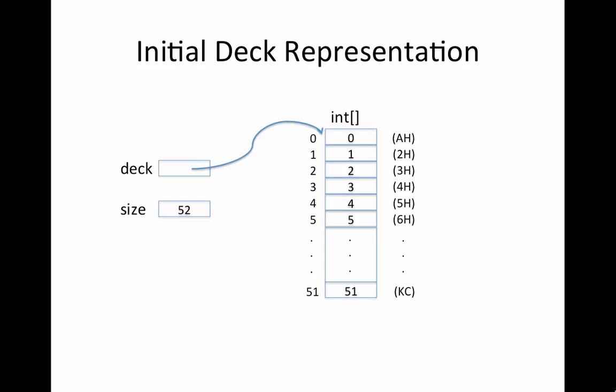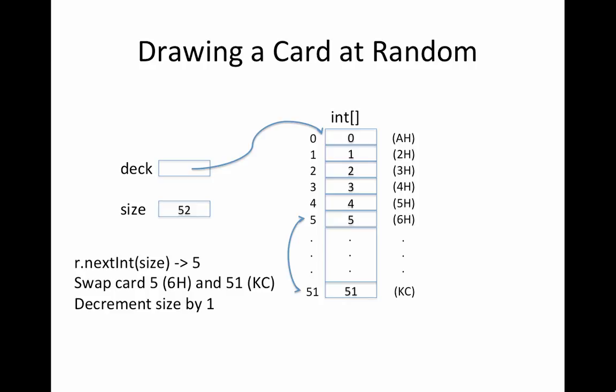Here is a figure, a picture that will help us understand better what we actually mean with this kind of representation of a deck. So we will have a deck array, so a reference to an array of int, and then it will have values from 0 to 51 representing the different cards of the deck. And initially the size of the deck is 52, so the available cards in the deck are 52.